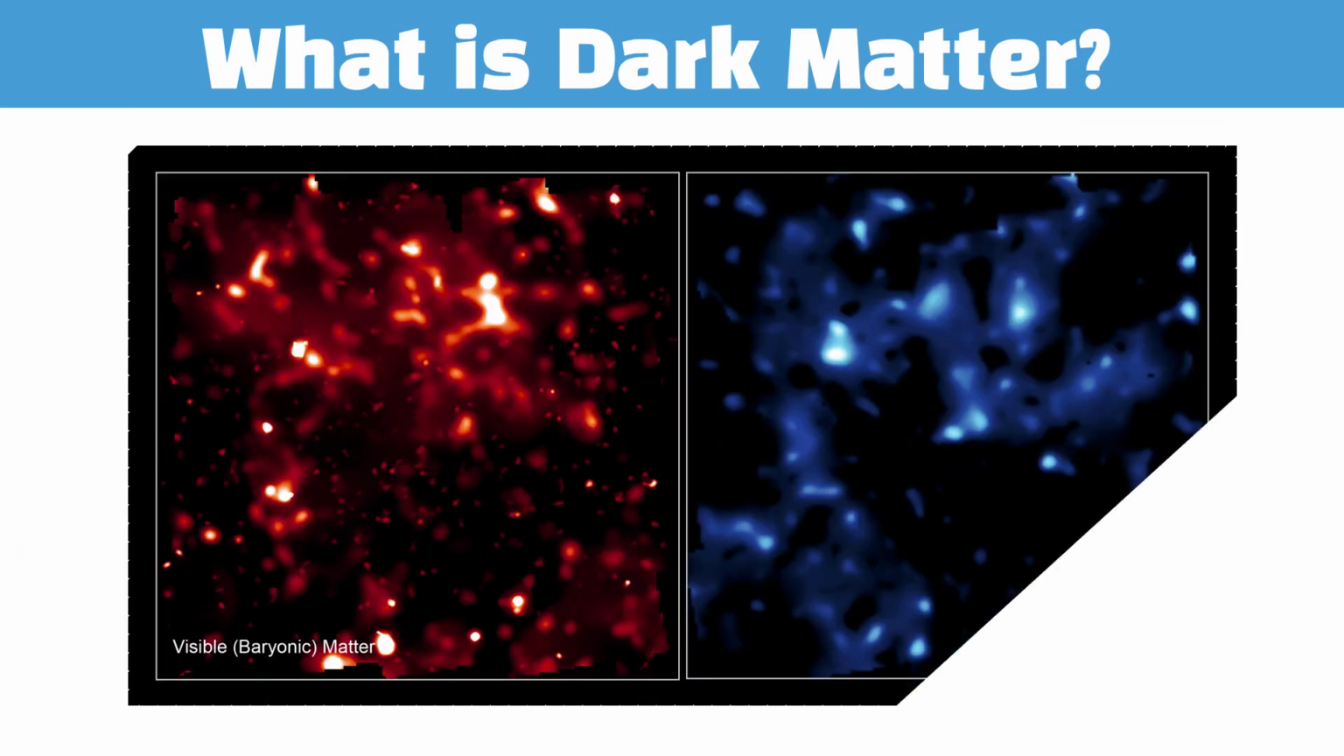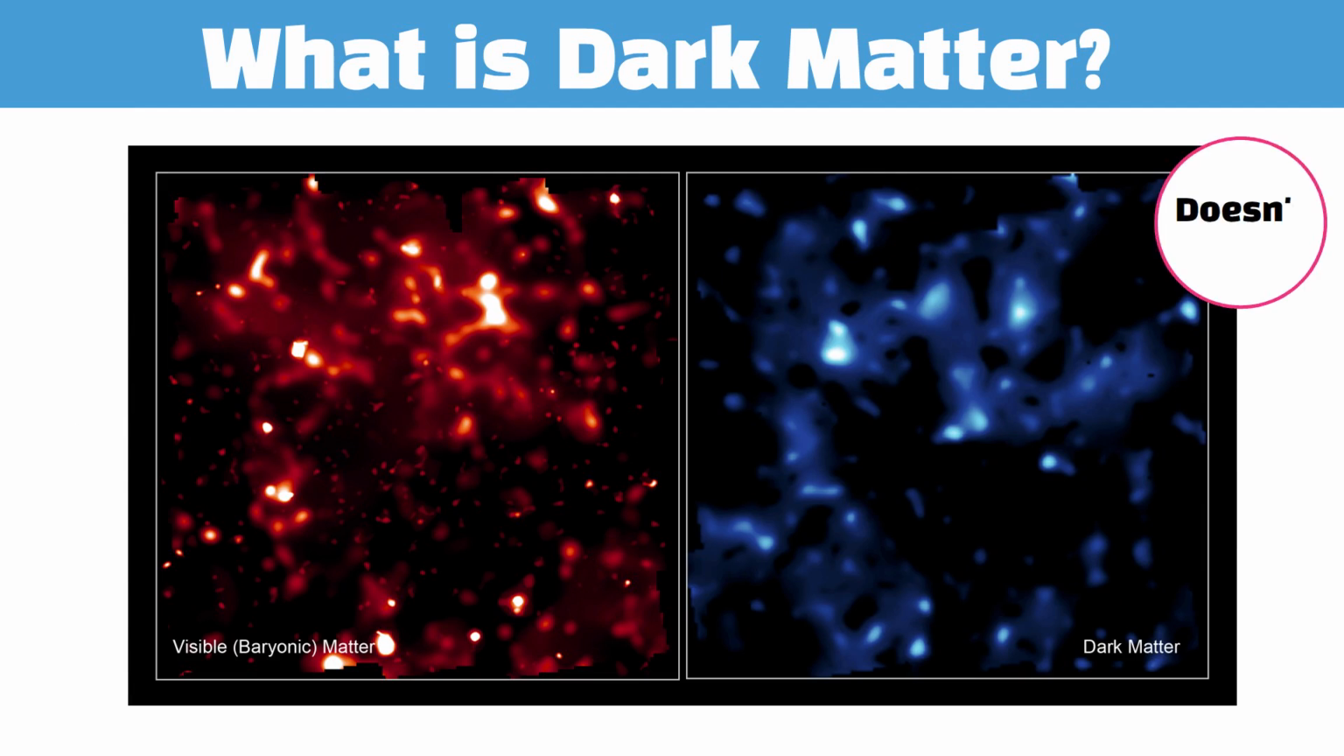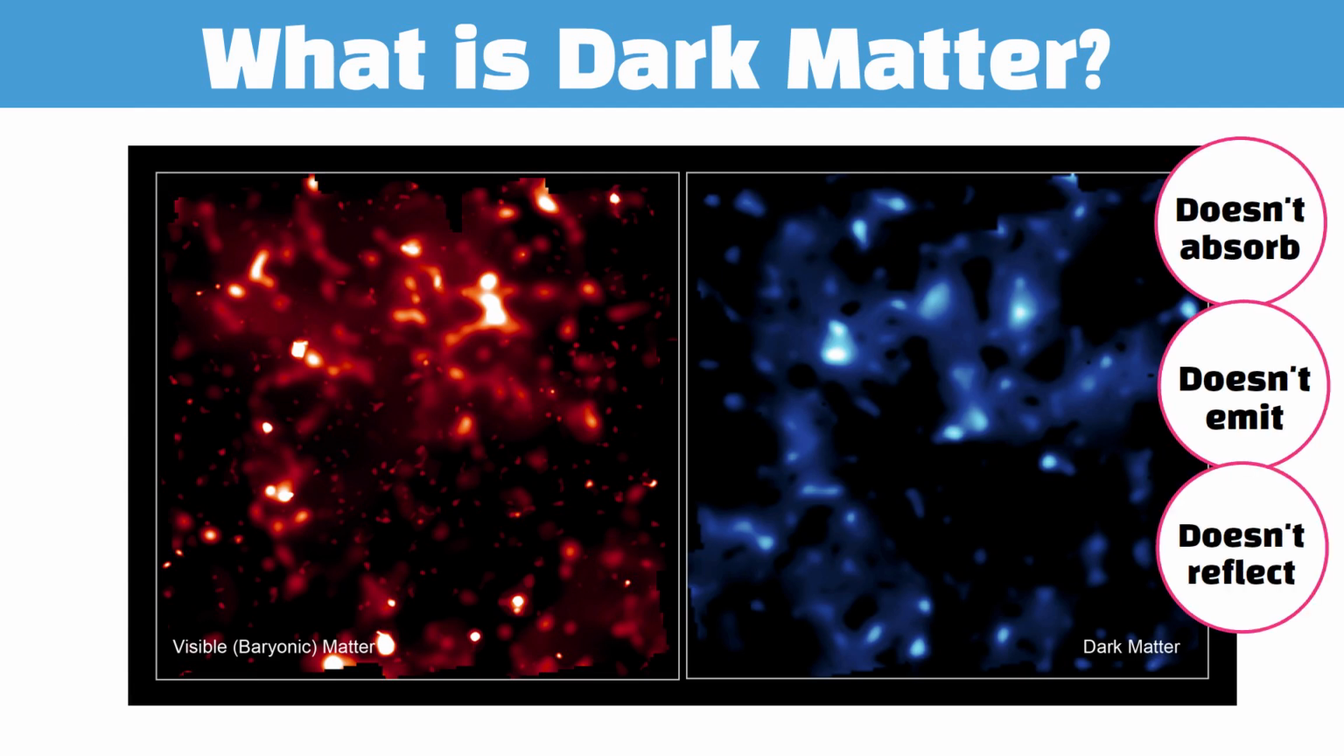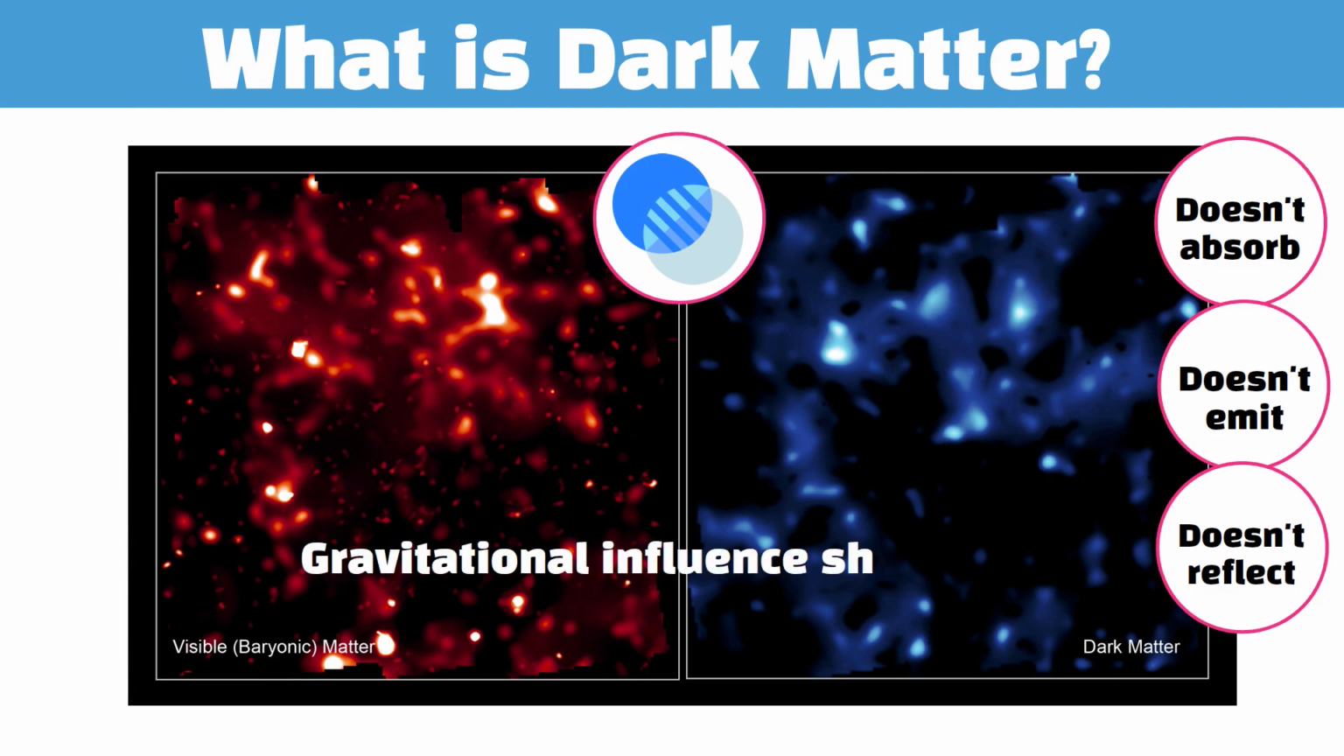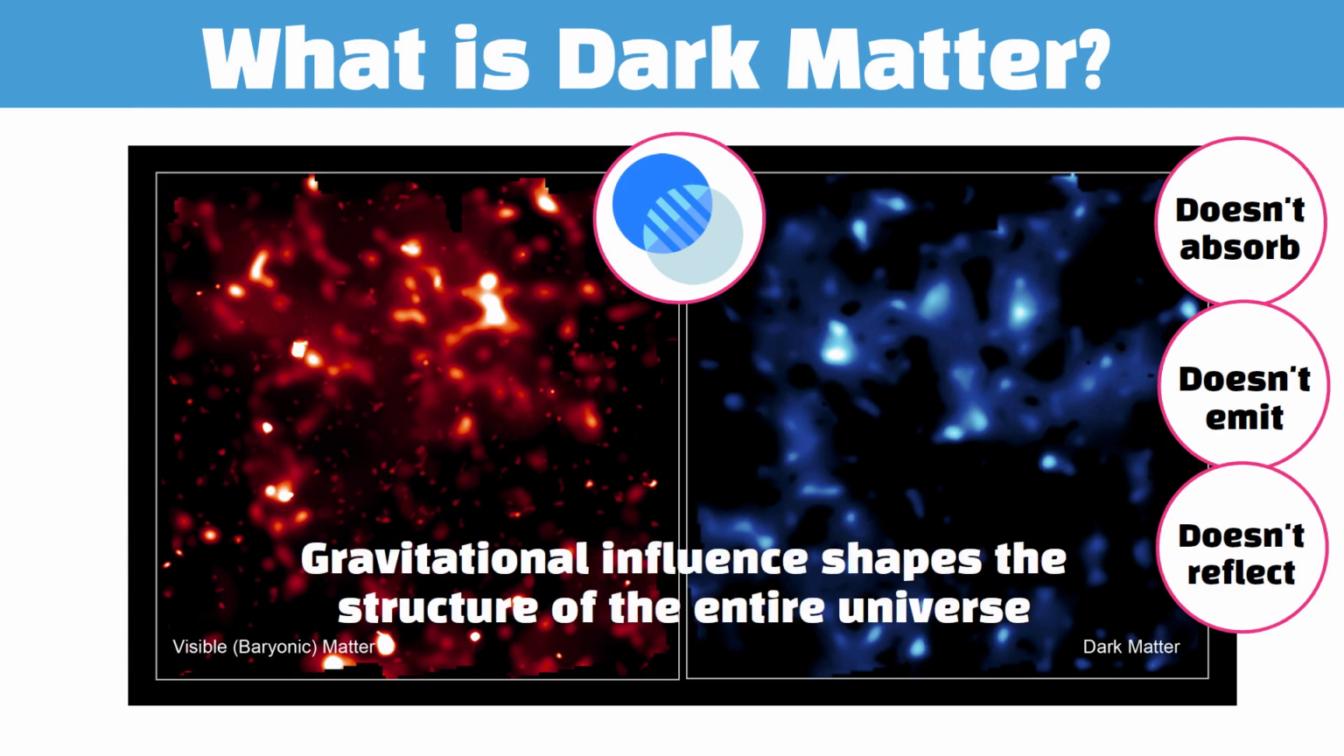Dark matter is fundamentally different from normal matter. It doesn't absorb, emit, or reflect light. It passes through regular matter without interacting, yet its gravitational influence shapes the structure of the entire universe.